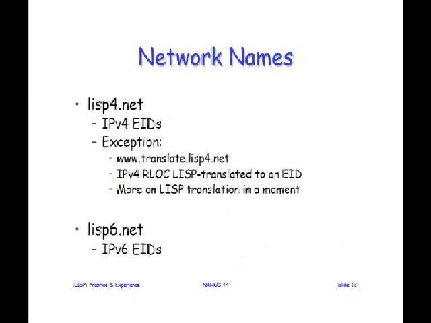So we have some names out there too. Lisp4.net has the IPv4 Lisp EID prefixes in it, and there's one exception. If you look at www.translate.lisp4.net, I think it's in 128.223.156.57 or something. But basically, this is just the upstream router that points at the Lisp NAT, just like a standard NAT would do it. And then the IPv6 EID prefixes are in Lisp6.net.